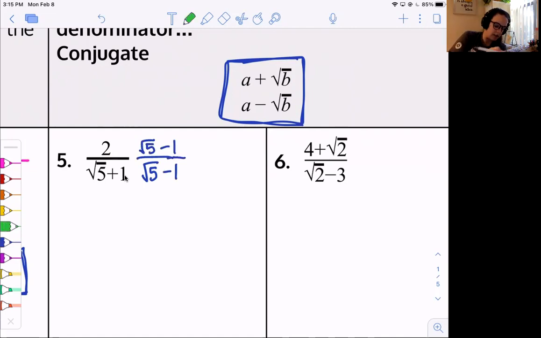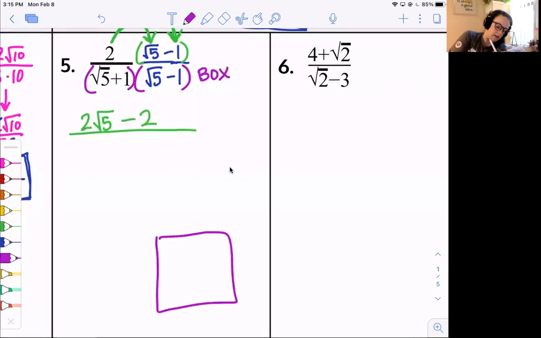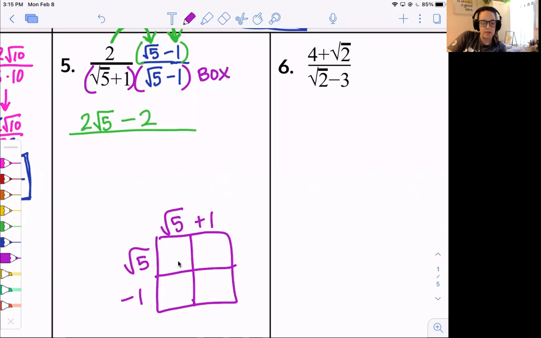So for the top, right, when I multiply these times each other, I'm going to use my distribution. So the numerator is going to be 2 times the square root of 5, 2 root 5, and 2 times negative 1, so minus 2. That is my numerator. My denominator is a binomial times a binomial, which, as you might remember, is the box. So I'm going to go down here and use the box, square root of 5 plus 1, square root of 5 minus 1. Square root of 5 times square root of 5 would be square root of 25, or just 5.